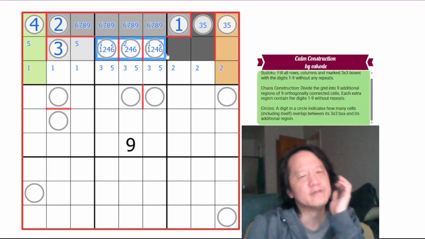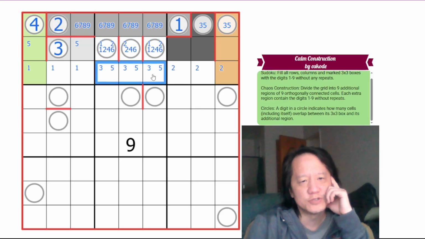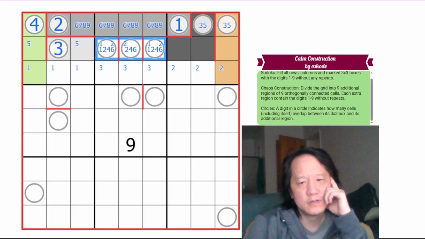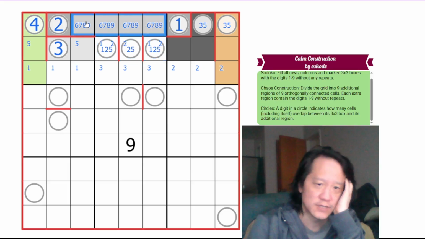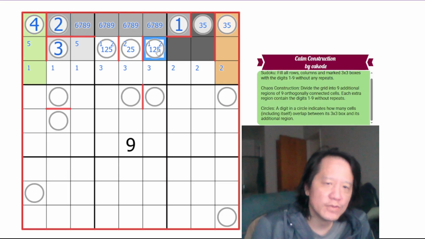Right. I totally forgot that it could be 1, 2, 5. So this has to be 1, 2, 5 then. Interesting. So this is not 124. That's not allowed. It could be 125, and it has to be because we have a guaranteed 6, 7, 8, 9 here. Okay. So this is 125, which means this can't be 5.